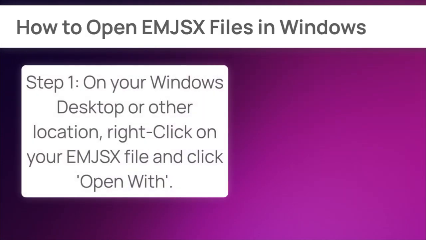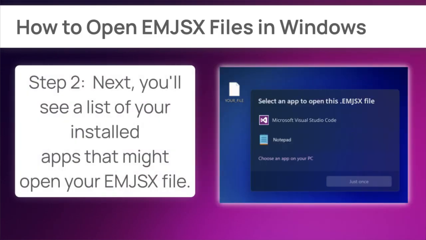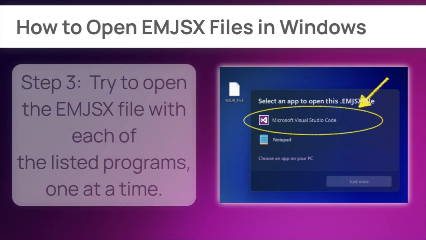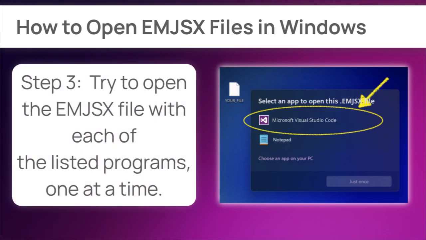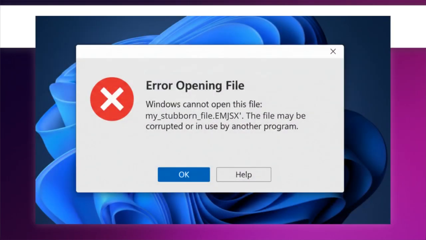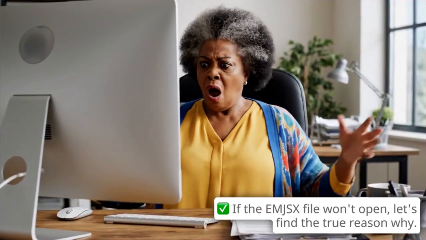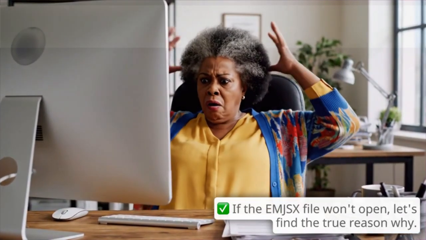To circumvent the initial application error, right-click the EMJSX file and choose Open With. Prioritize Microsoft Visual Studio Code if available. If absent, choose another application. We are looking for a successful file association. When your EMJSX file does not open, it is usually a small issue. If your file remains inaccessible, it's typically due to one of three common pitfalls. Let's review this straightforward list of culprits and verify their status right now.